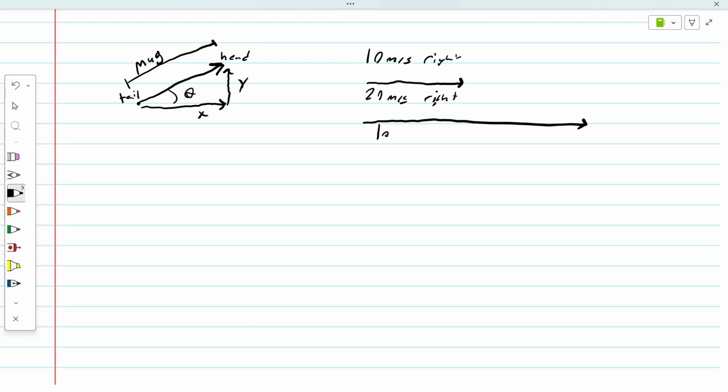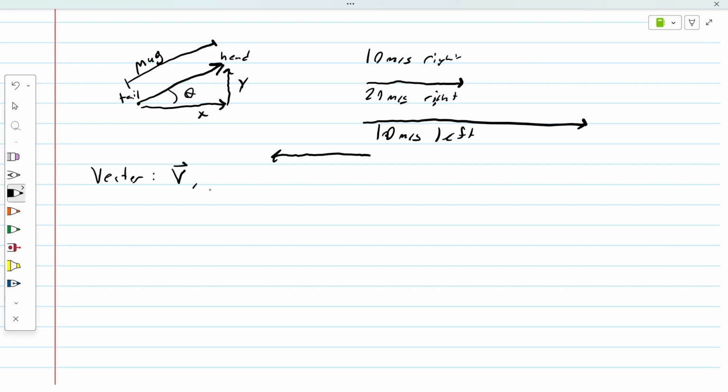Or if I wanted to show 10 meters per second left, I could draw it like this. So that's how arrows are important, because the direction matters and the lengths are for their relative magnitudes. And the last little bit of vector notation is for variables. If we want to have a vector variable, let's say velocity, vectors will typically be shown with a little arrow above it.